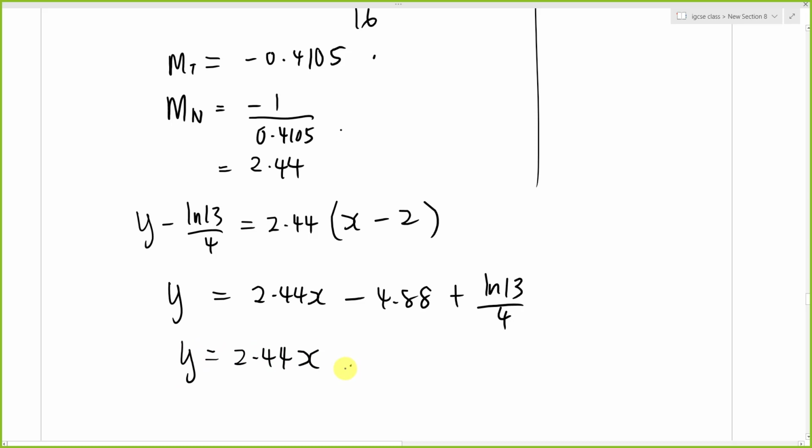So here I will just use the calculator. Negative 4.88 plus ln 13 over 4. Negative 4.24. Yep, this is the answer I get for this question: 2.44x and negative 4.24 for the final one. Yeah, this one will be slightly different from the marking scheme. The gradient is fine already, so why?